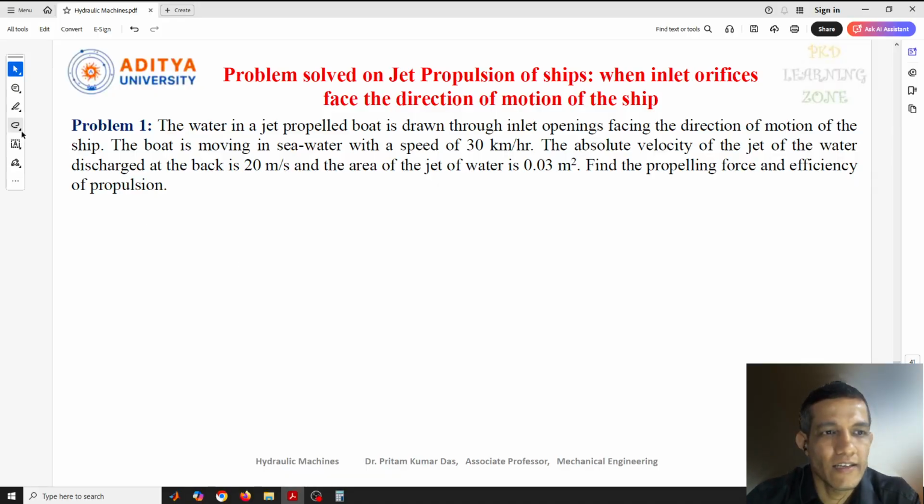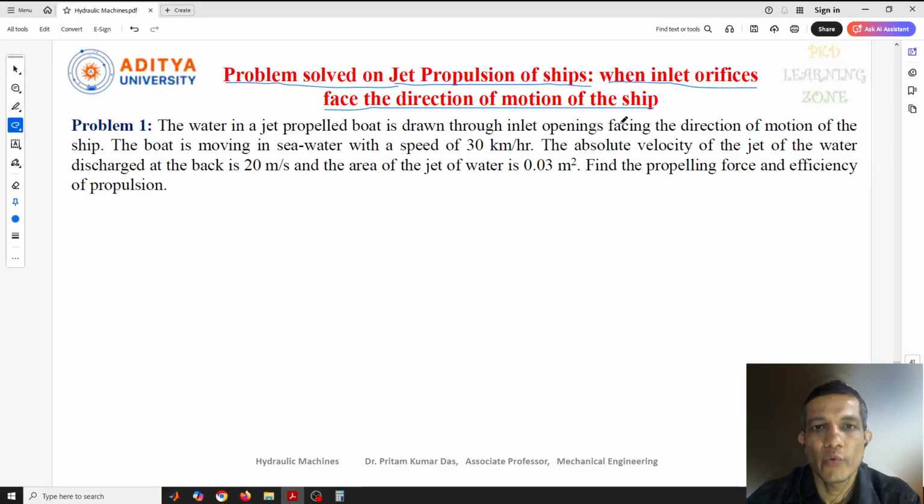In this lecture, we'll solve a problem on the jet propulsion of ships when the inlet orifices face the direction of motion of the ship. In our last lecture, we discussed the theory part of jet propulsion of ships when inlet orifices face the direction of motion of the ship.